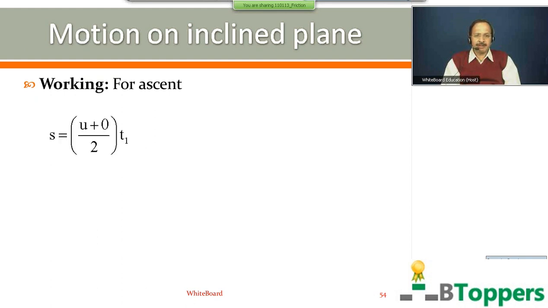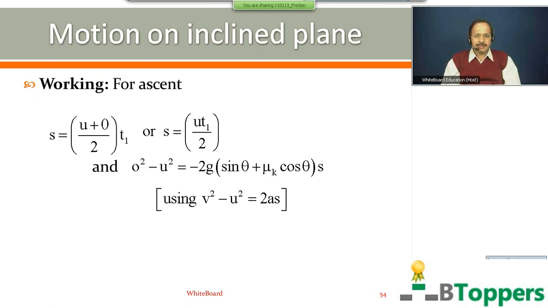For ascent, that is for motion up the inclined plane, use the equation S, displacement, equal to the average of initial and final velocities into the time interval. Initial velocity at the bottom is equal to U, final velocity at the end of the time of ascent is 0, and T1 is the time of ascent. So you can write S equal to U T1 by 2.